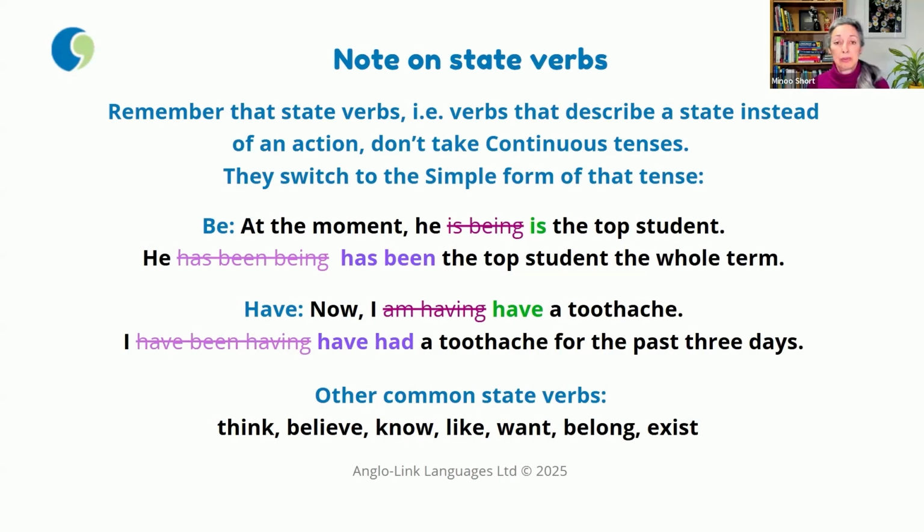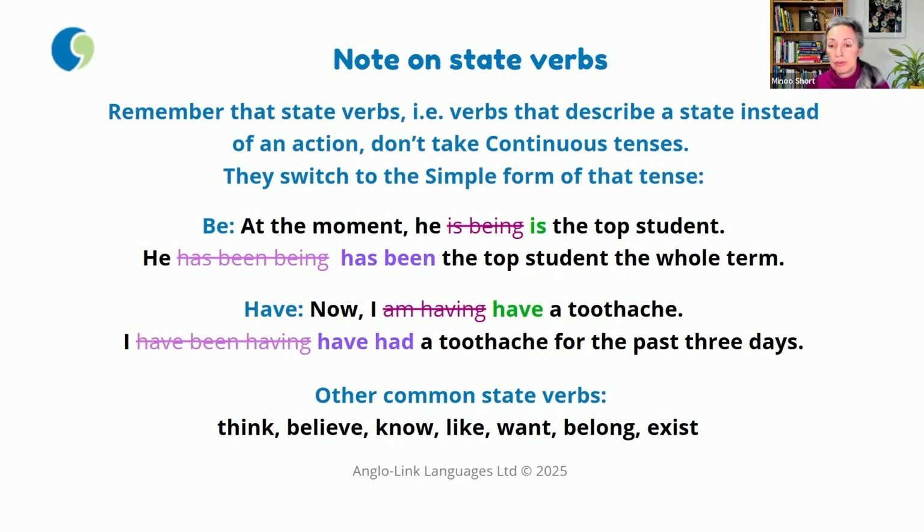Let's look at the example with the state verb have. So you can't say, now I'm having a toothache. It's, now I have a toothache. Or you can't say, I've been having a toothache for the past 3 days. It switches back to its simple form.